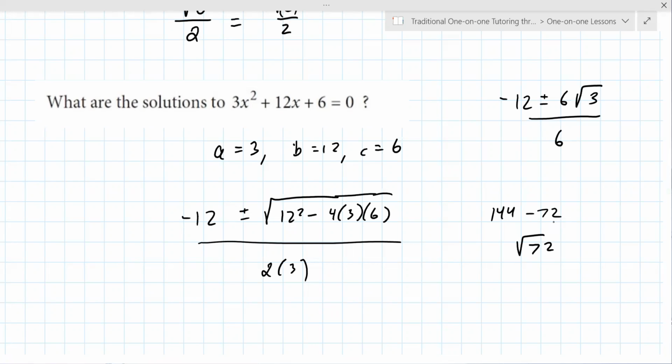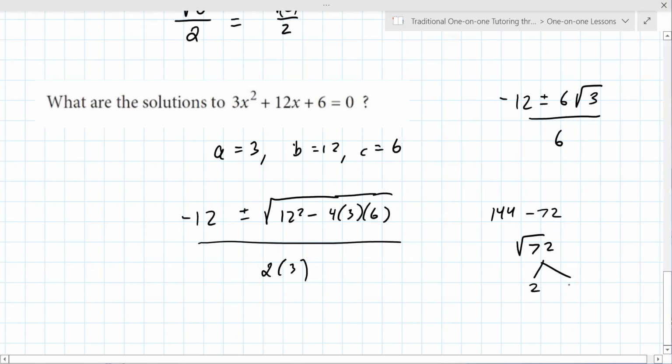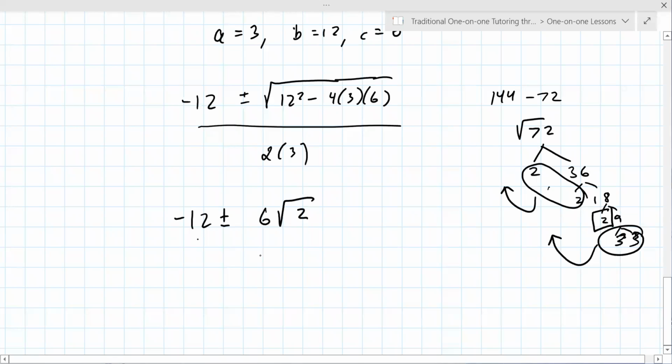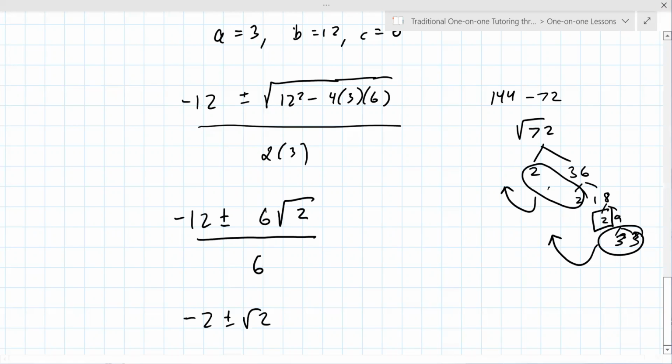Got it. So square root of 72, we reduce the same way we've done before: 2 and 36, 2 and 18, 2 and 9, 3 and 3. So in that case, both a 2 and a 3 come out. This 2 is left over though. So minus 12 plus or minus the 2 and the 3 come out. So that's where you get the 6 square root of 2 though, all over 6. And now you're going to divide both of these by 6. -2 plus minus square root of 2. Yes. Okay, and that is there in the answer space.